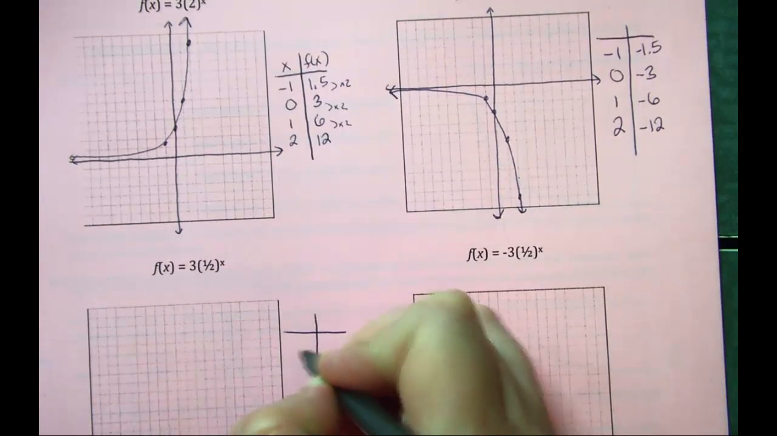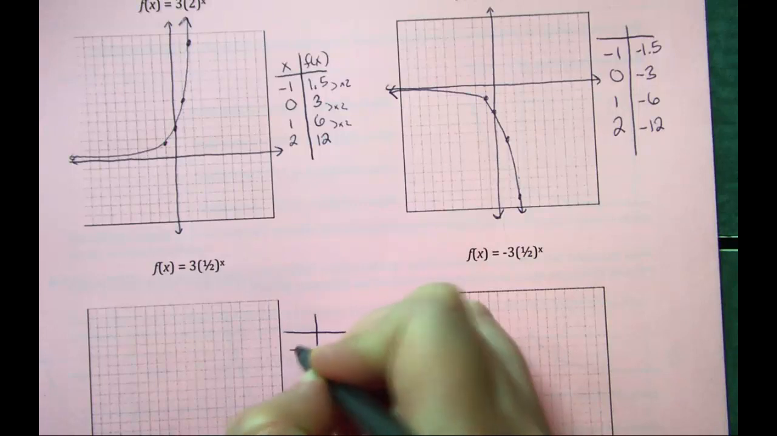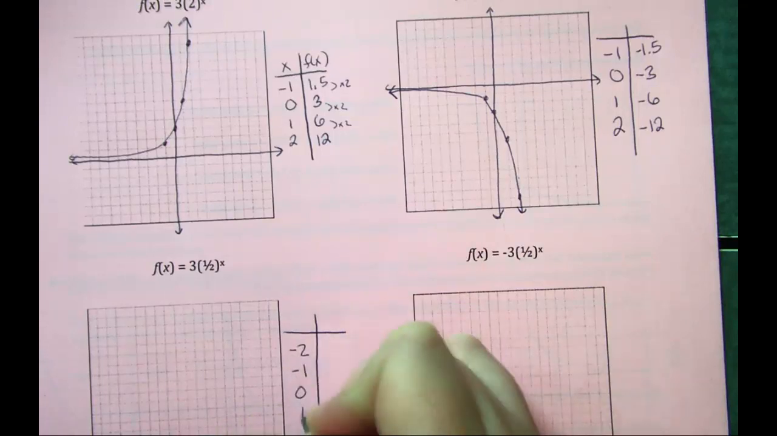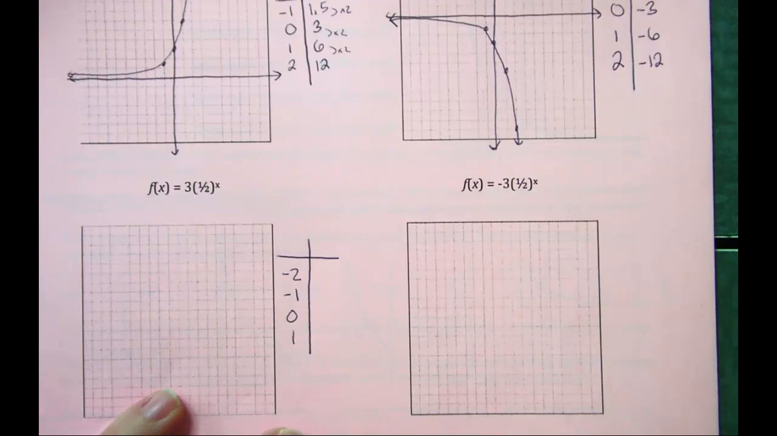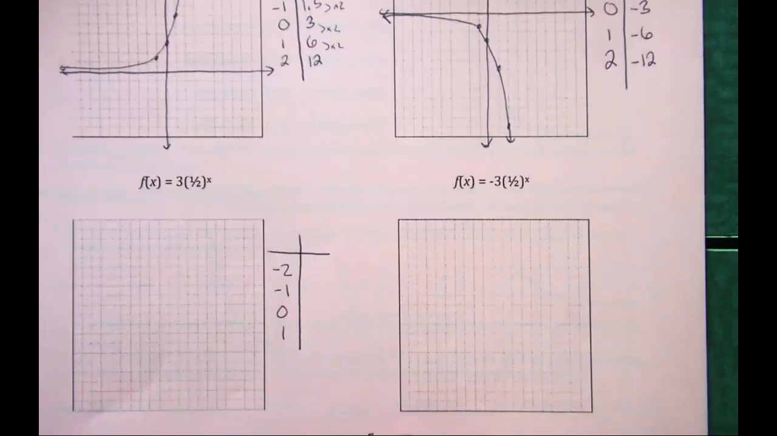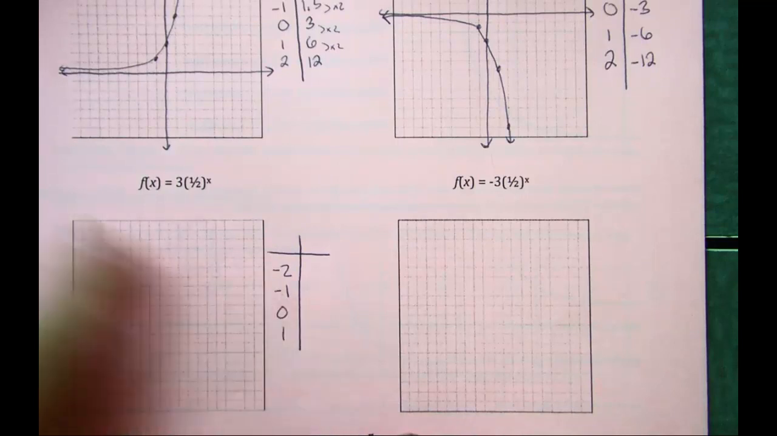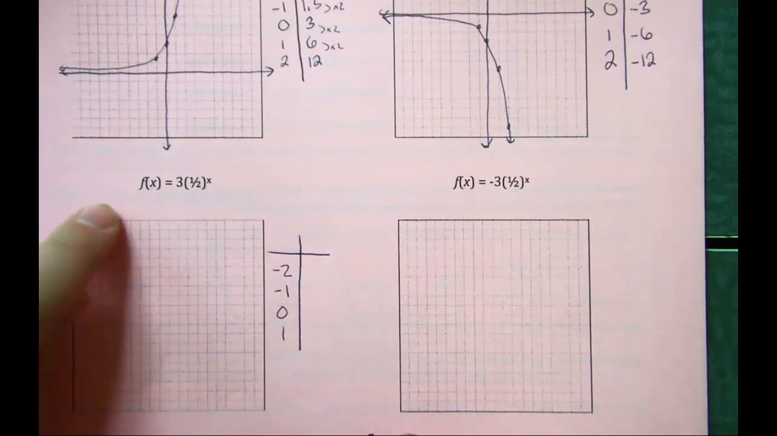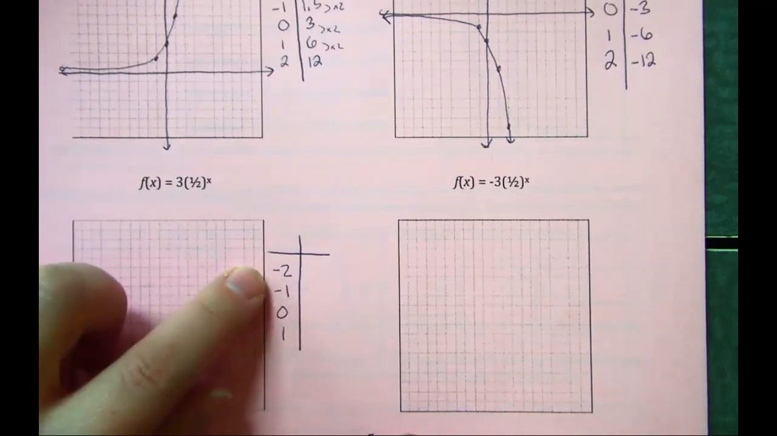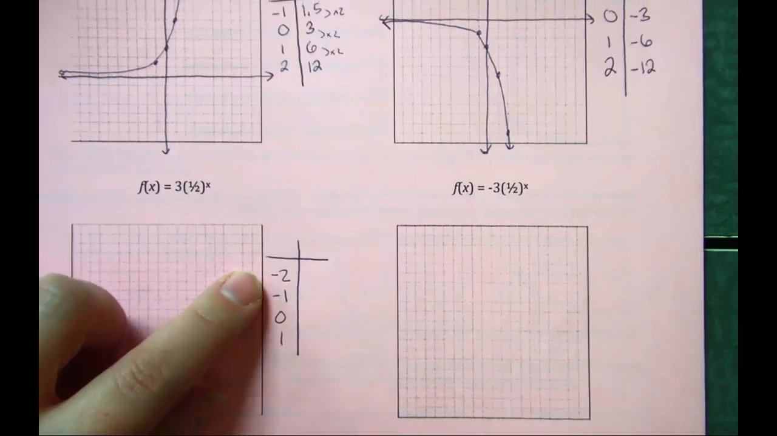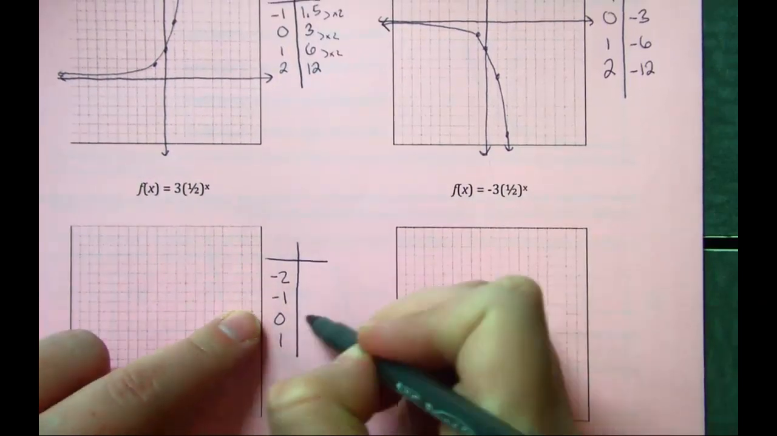So I'm going to do this for my points now. And the reason is because I know that this function is going to be getting smaller and smaller, which means the bigger values are going to be happening in the negatives. So I want more negatives so I can just kind of get a better idea of what's happening. So I'm going to start here.